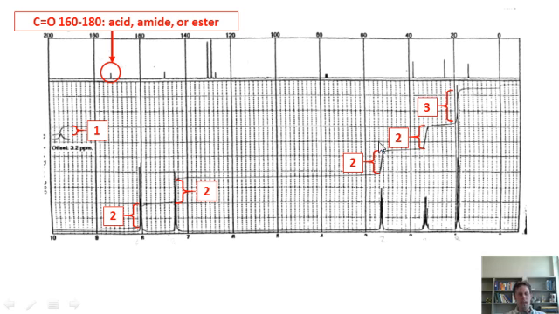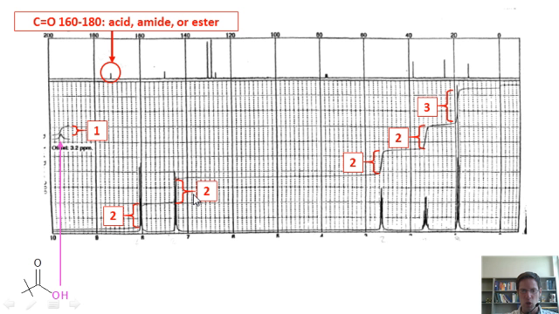Now that I've measured my integrals, I figure out what those individual pieces are based on where they appear in the NMR. This signal over here is offset by 3.2 ppm, which means that it's appearing to the left about 3.2 ppm, so it's somewhere around 13. What kind of hydrogen appears at 13? Carboxylic acid hydrogen.